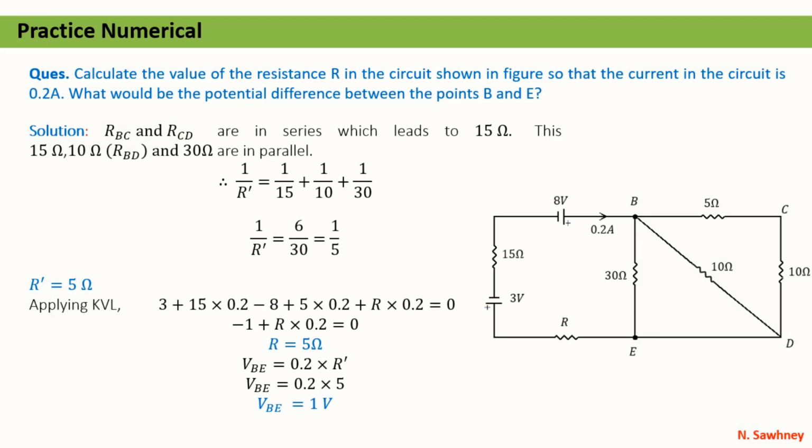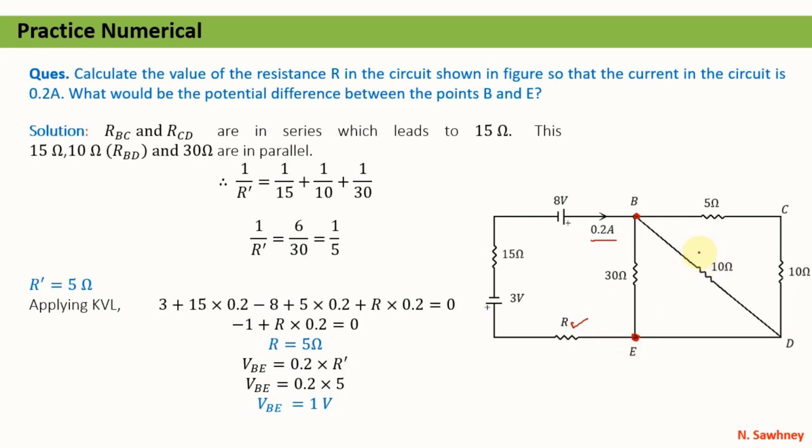Now let us solve one more question. Here there is a circuit given and we have to calculate the value of the unknown resistance R marked in the circuit, so that the current in the circuit is 0.2 amperes, which is given. What would be the potential difference between the points B and E? That means between these two terminals the potential difference is also asked.